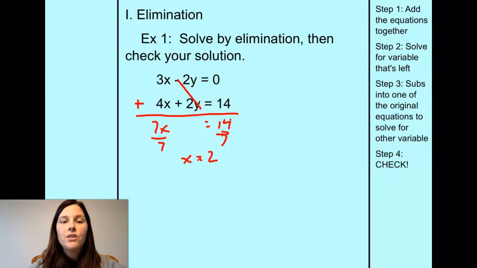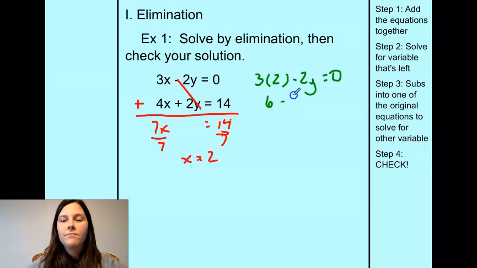Now what we do is we can choose either one of those original equations. I like the first one, so I'm going to replace x with 2. I'm still using substitution for this one, just a different kind of substitution. Minus 2y equals 0. Now my goal is to get y alone. So I'm going to start by multiplying my 3 times 2 together. Now we have a two-step.